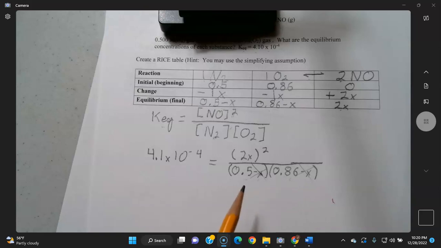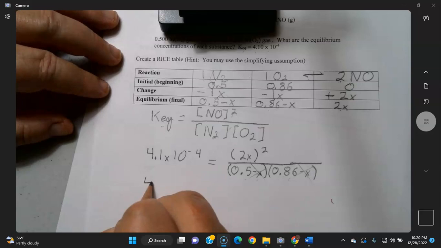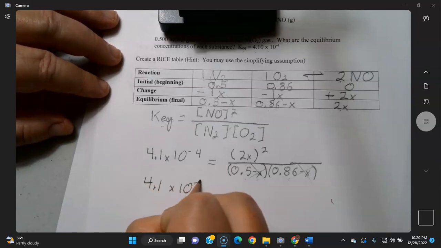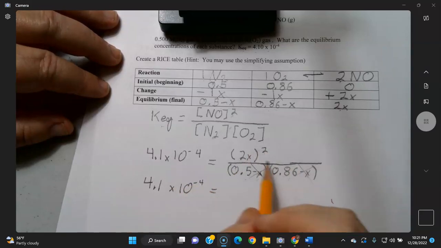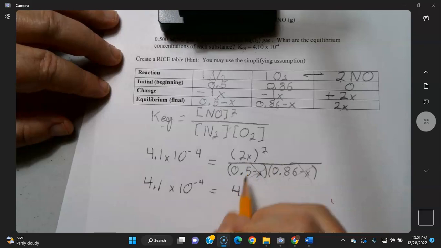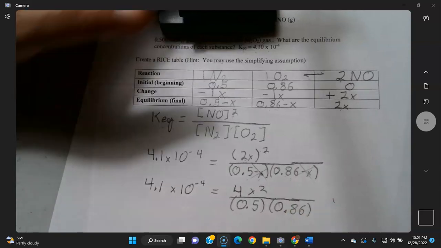Okay? So now we're ready to do some math here. So I'm going to rewrite it, though, without those x's. Be sure you see what's going on here. And I'm also going to go ahead and simplify this. So 2 squared is 4, and x squared is x squared. So it's 4x squared over 0.5 without the x times 0.86 without the x. Okay, so that's what you're looking at there.